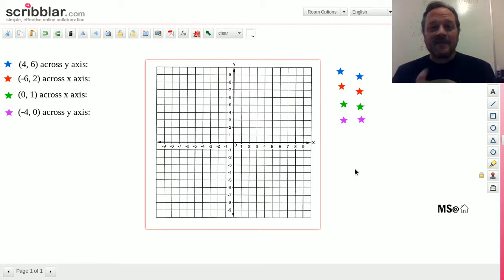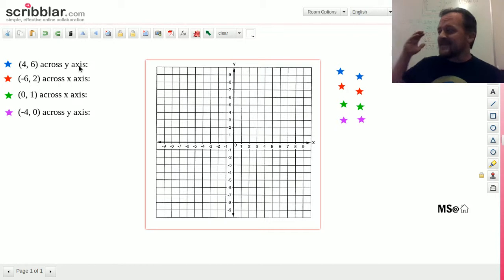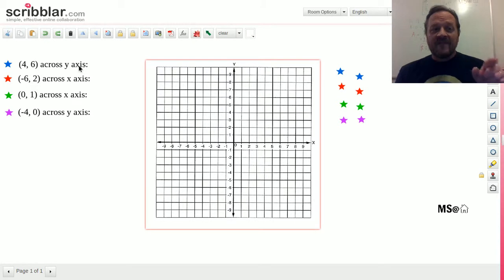I'm going to start with the blue star over here. Okay, on top of this list over here, the blue star we're going to plot at the point 4, 6. So x value of 4, y value of 6. And then we're going to reflect it across the y-axis. And then you'll see what I mean by opposites. We know what opposites are in terms of number lines, right? It's a number that is the same distance away from 0 as the original number we were thinking of. This is very close to the same thing. Let me show you what I mean.